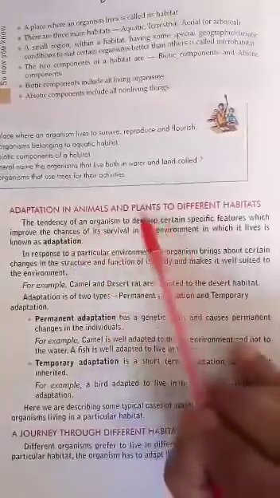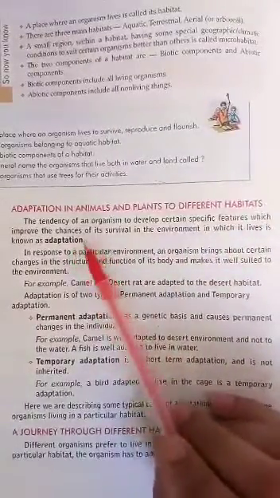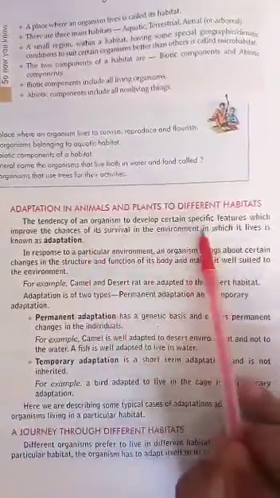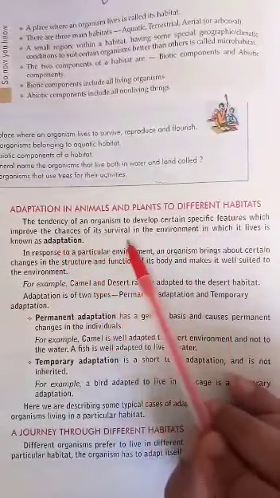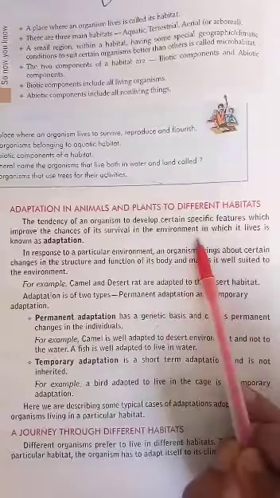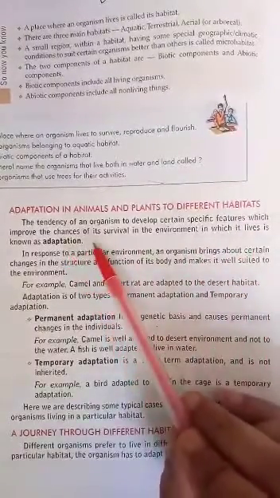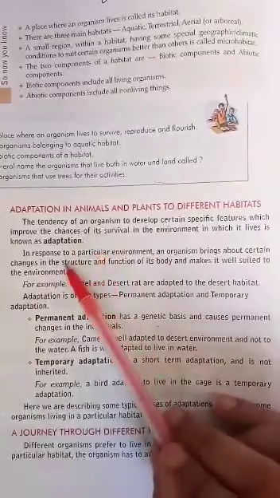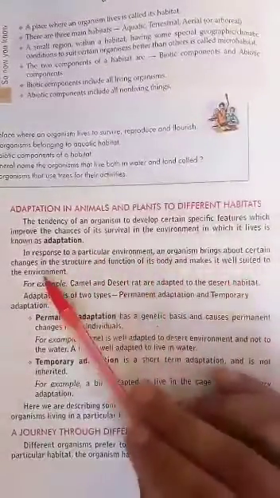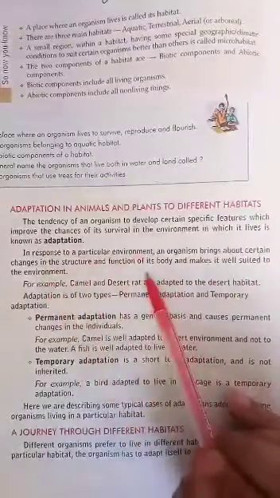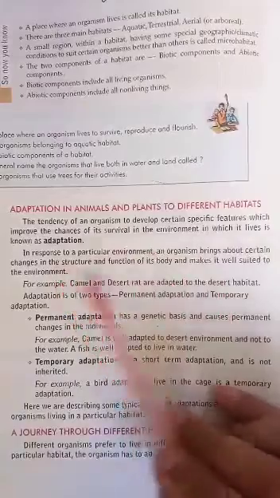Adaptation in plants and animals to different habitats. What is adaptation? First of all, the tendency of an organism to develop certain specific features which improve the chances of its survival in the environment in which it lives is called adaptation. In response to a particular environment, an organism brings about certain changes in its structure and in the functioning of its body, so that the environment suits its survival.